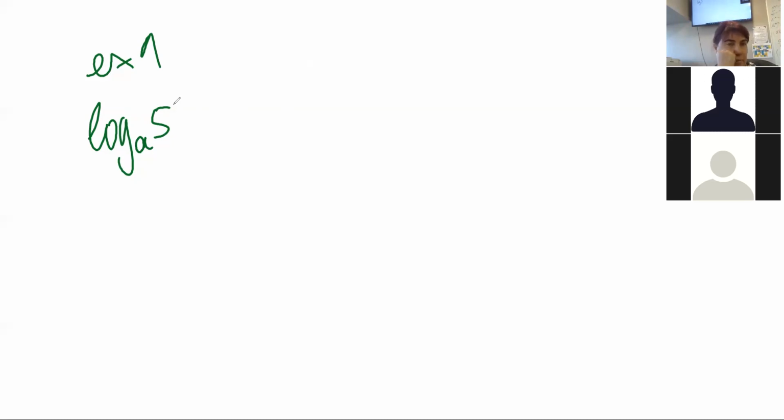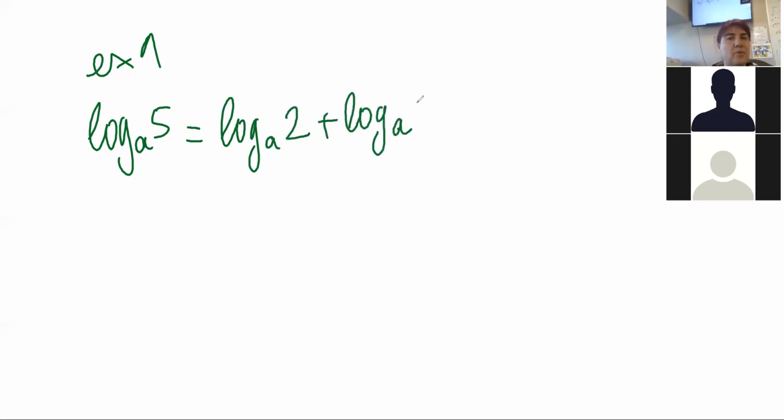You just add them, right? What do you add? Logarithm 2 plus logarithm 3. So this is the mistake you should not make, and that's why I was quiet. This is no, because 5. If this was true, then 2 times 3 would need to be 5, right? But it's not.